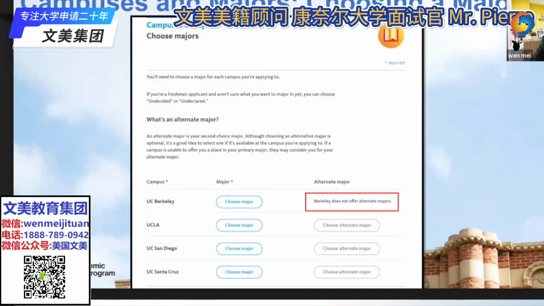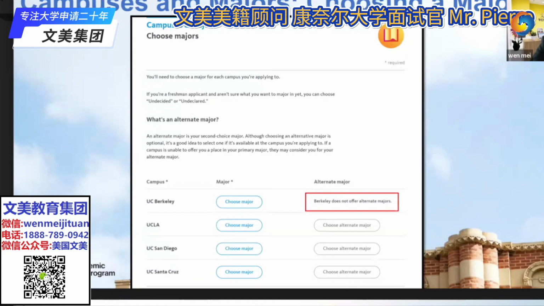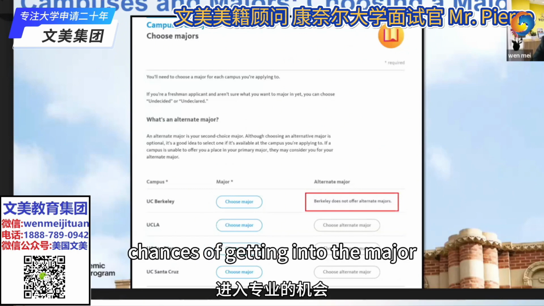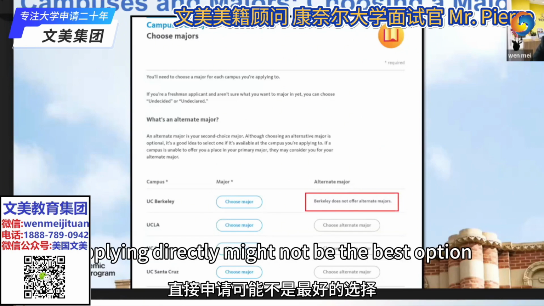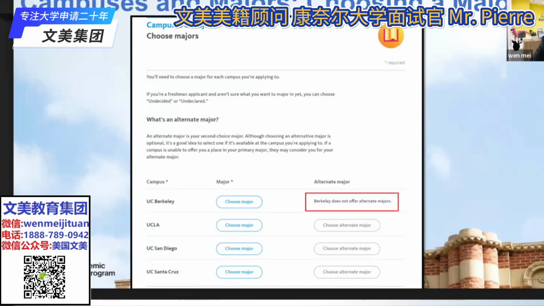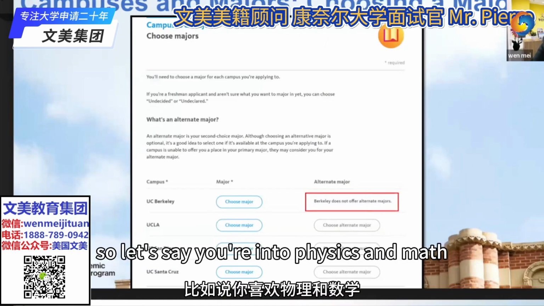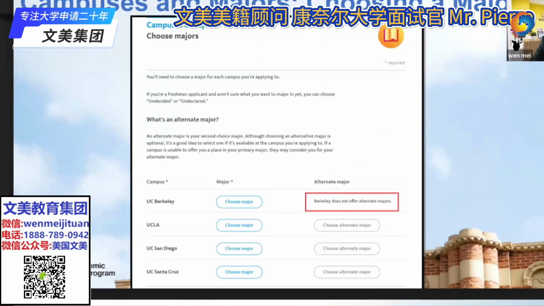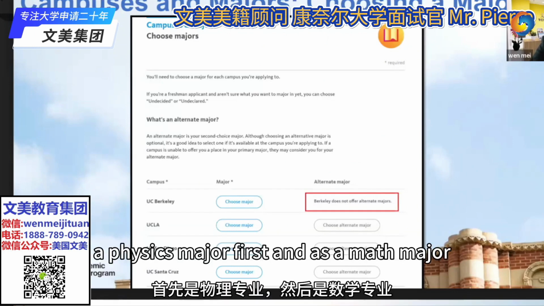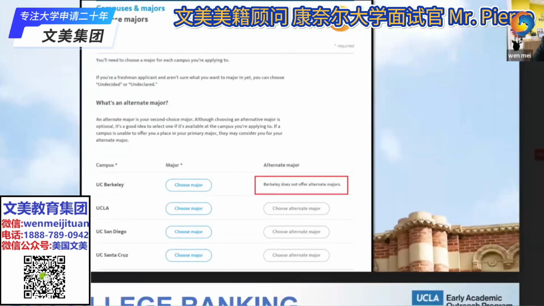Choosing a major can kind of put yourself in a box, but also it has to do with your chances of getting into the major. So if it's a very competitive major, applying directly might not be the best option. That's why they're giving you basically two chances. So let's say you're into physics and math. You can think about applying to a physics major first, and a math major as your alternate major.